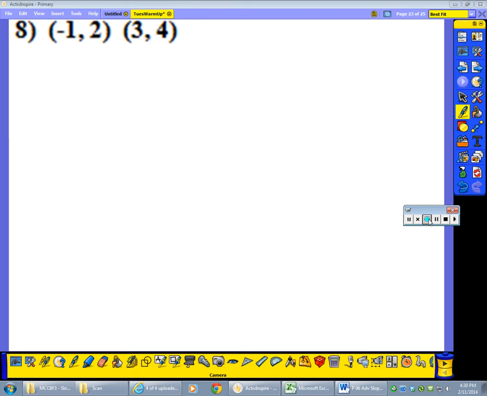Alright, so here are two problems I'm going to work out because they involve fractions. So we have x and y, and my coordinates are -1 and 2, and 3 and 4. So this has a change of 2, and this has a change of +4. So that means my slope equals 2 over 4, which will simplify to 1/2.